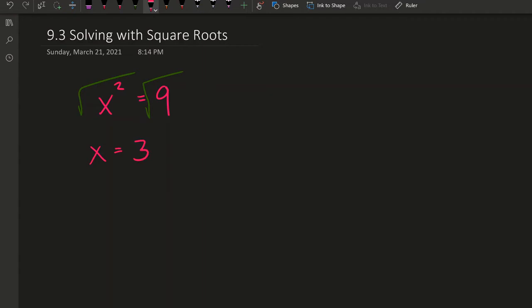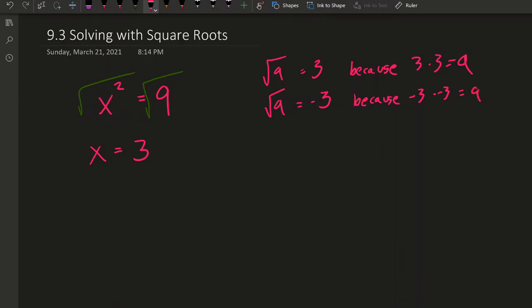However, that's not the entire answer, because how do I know that the square root of 9 is 3? I say the square root of 9 is 3 because 3 times 3 is equal to 9. However, there's also another number that I could multiply by itself that would equal 9. We could also say that the square root of 9 is -3 because -3 times -3 is also 9. So that means that this one right here has two answers, and we have to remember that anytime I take the square root of a number, there should be two answers, one positive and one negative.